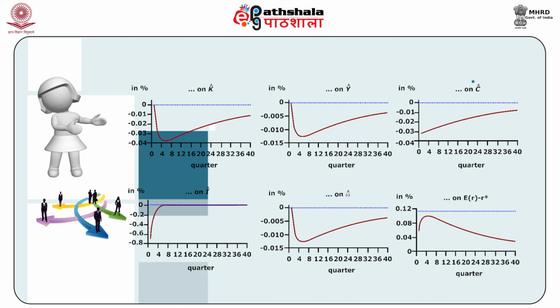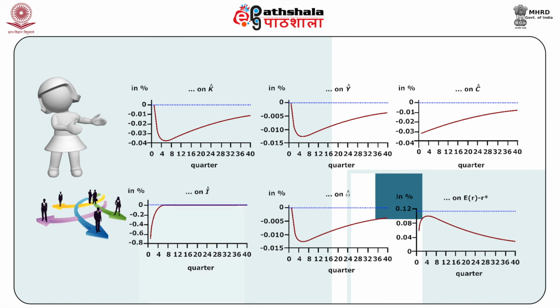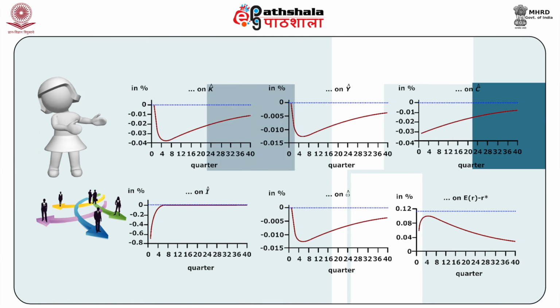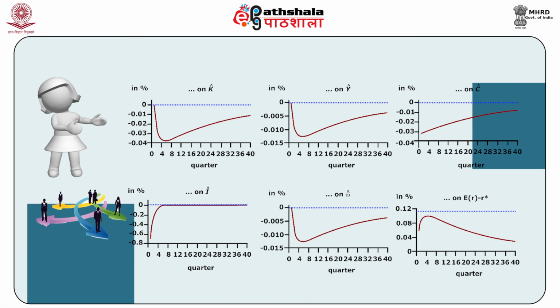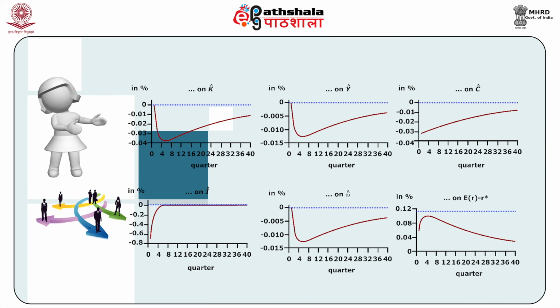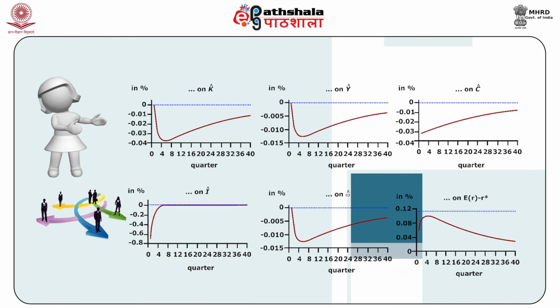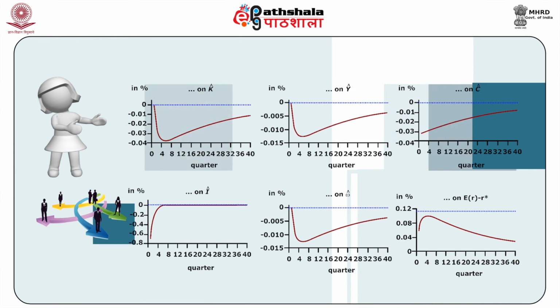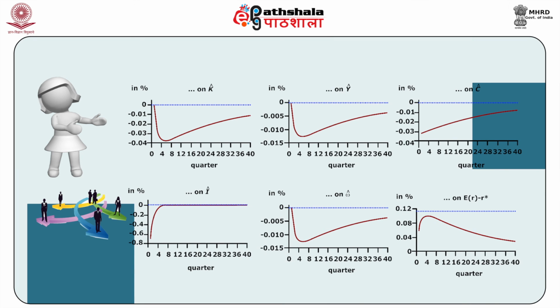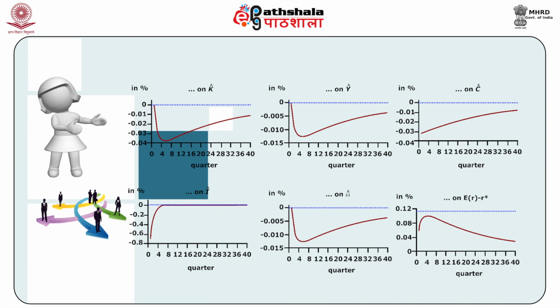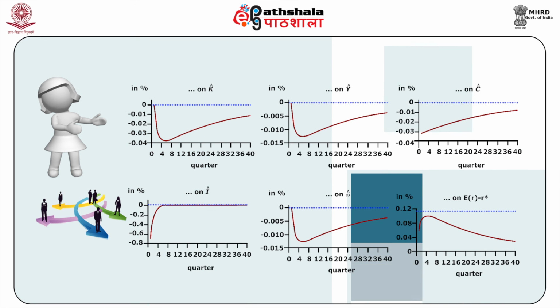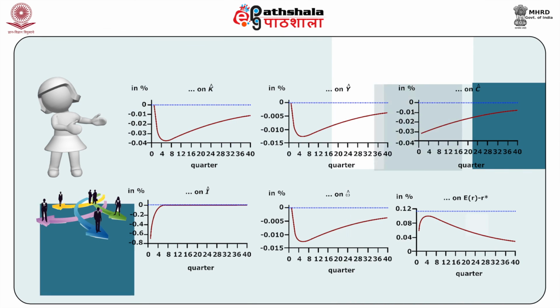Similarly, we can also see the effect of a shock in government expenditure in the figure. In this figure, we can see that after moving on the balanced growth path, the economy experiences a shock in government expenditure in quarter one. This leads to an increase in expected returns, that is ER. But as the shock in government expenditure fades away, the ER declines.